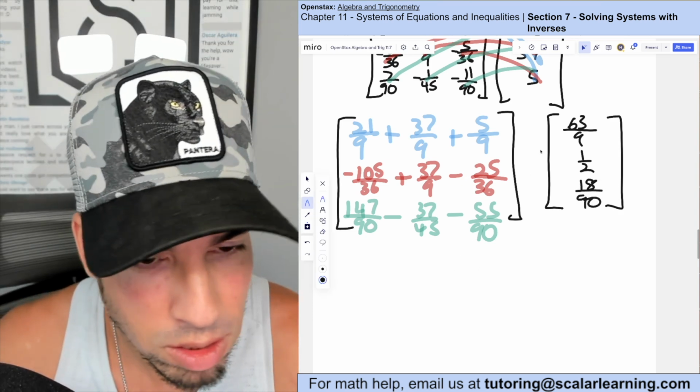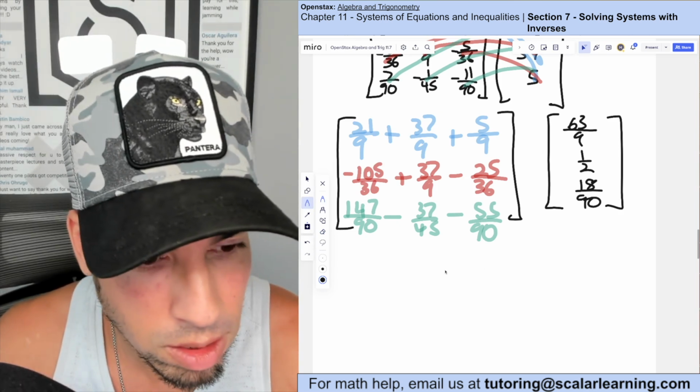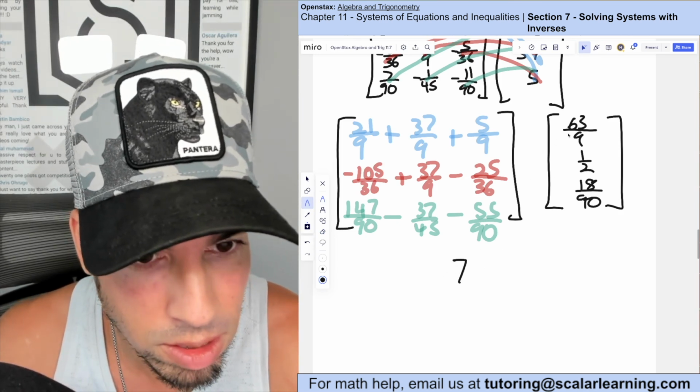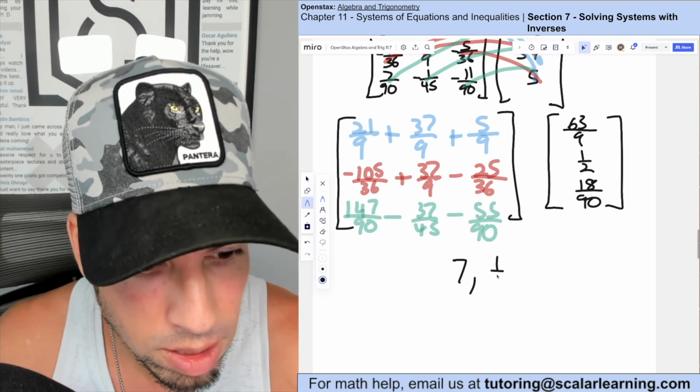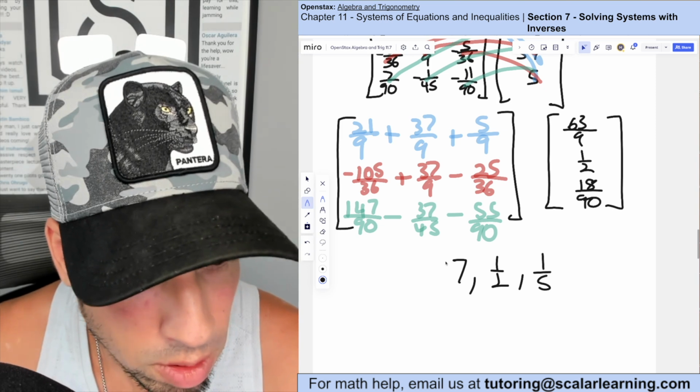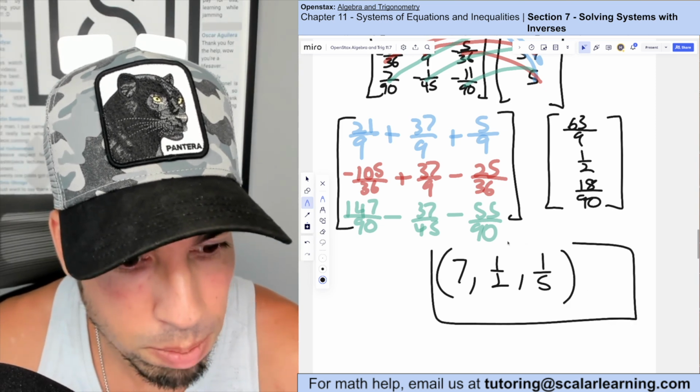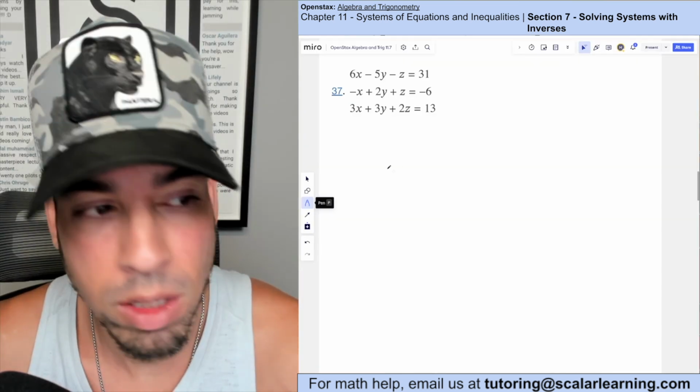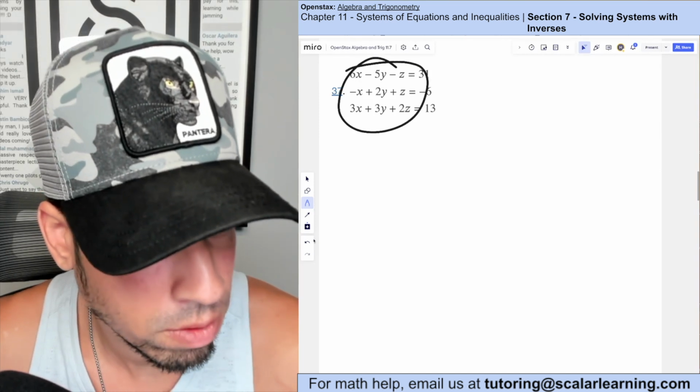Now let's write this out in simplified form in parentheses in the coordinate format. So we got 7, since 63 over 9 is 7. 1/2 is 1/2, and 18 over 90 simplifies to 1/5. So that is how you do it. Boom, done. So for this one, we're going to start by getting the inverse of this matrix.